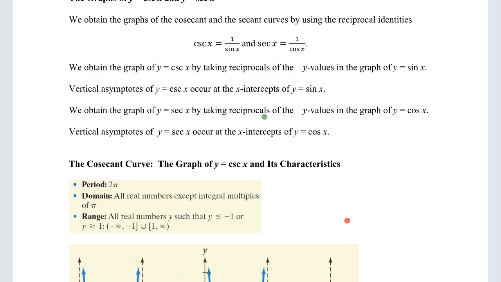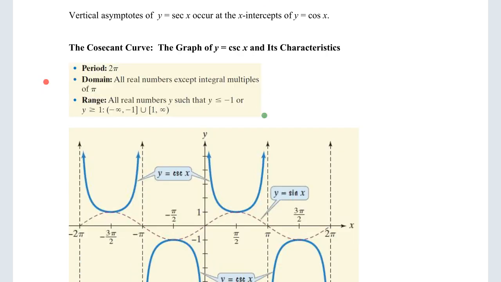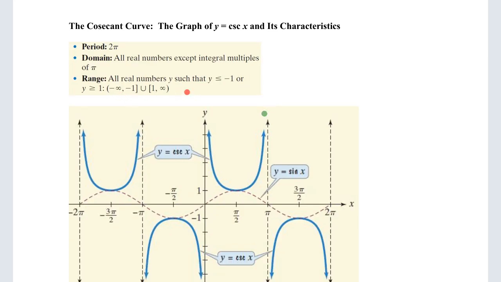As we graph cosecant, think of it as a transformed version of a sine graph rather than an entirely new graph. Since these are the reciprocals of sine and cosine, the period is 2 pi. The domain is all real numbers except the integral multiples of pi, and the range is all real numbers except from -1 to 1.